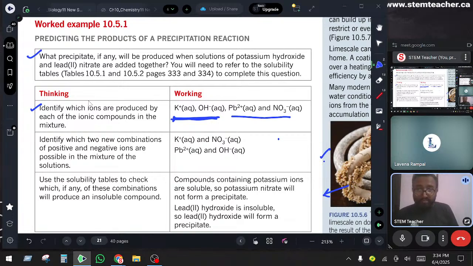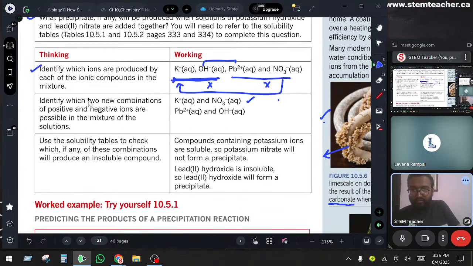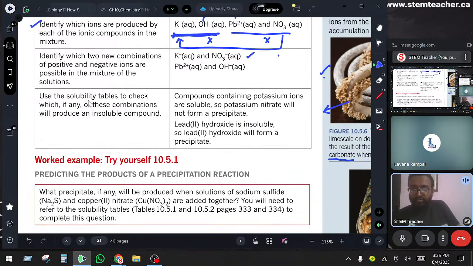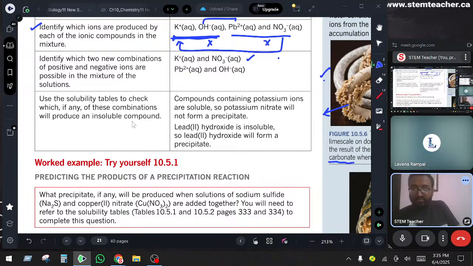Now this plus has a minus with it, so it will break, okay. And this Pb2 plus and NO3 minus will also break. When they break, these two form one compound and these two form another, plus with minus. So potassium nitrate will form and lead hydroxide will form. You can see, use the solubility table to check which, if any, of these combinations produce the insoluble compound. Insoluble compound means solid, it will not mix. Compounds containing potassium ions are soluble too, so potassium nitrate will not form as a precipitation.